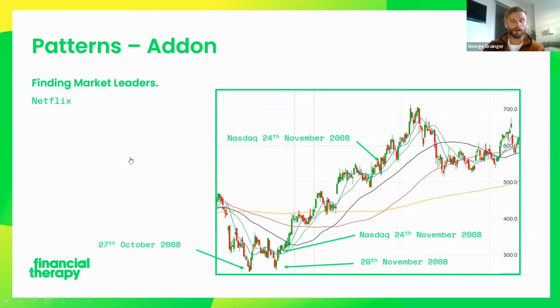Then this was trying to find the market leaders right at the bottom of the market. This was Netflix in 2008. As you'll see, Netflix bottomed on the 27th of October and the 20th of November, but the NASDAQ only bottomed after Netflix did, on the 24th of November, when Netflix had nearly about 80% gains by that point. So that's how we find market leaders.